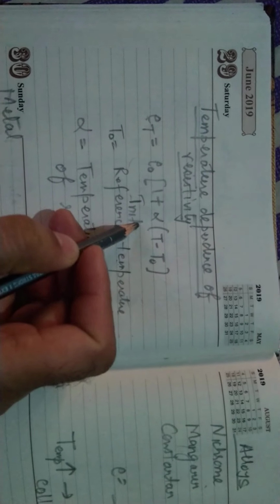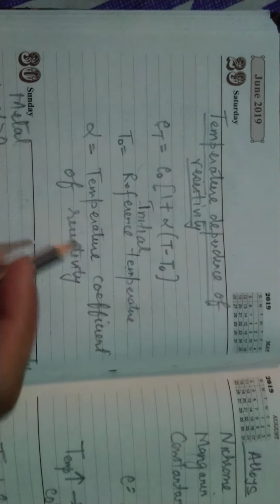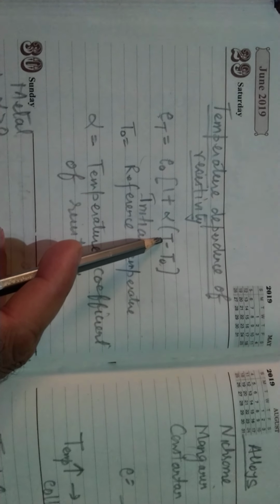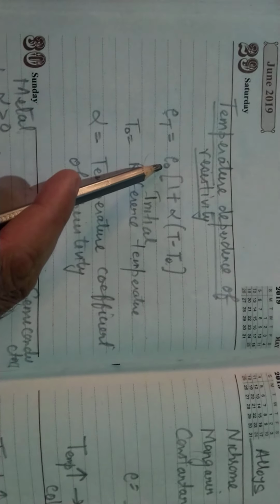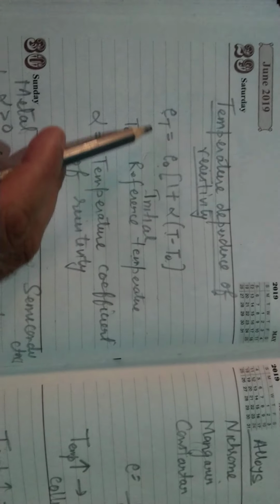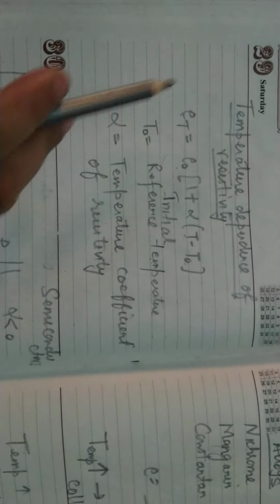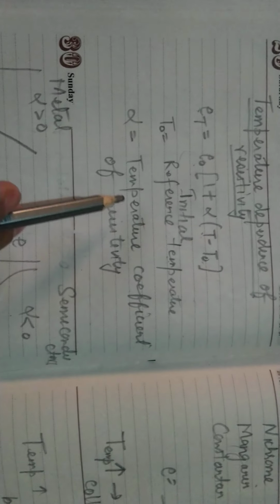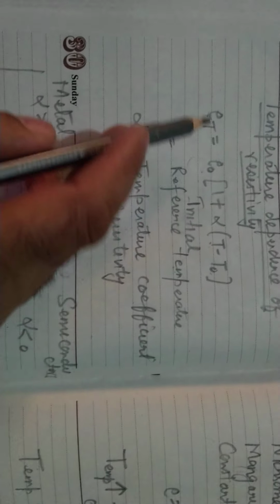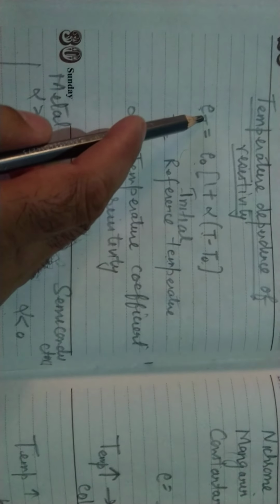So suppose we are changing the temperature of a conductor. Initially the temperature was this much and we change it to T. This is the initial resistivity, and at this temperature it becomes rho(T). So this is the relation. Alpha is called the temperature coefficient of resistivity. So this is the formula for change in resistivity when you change the temperature.